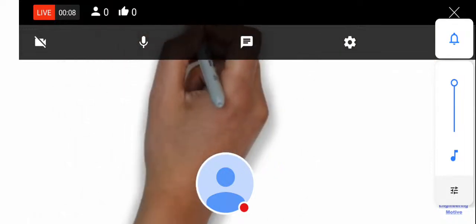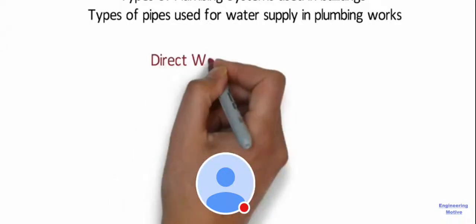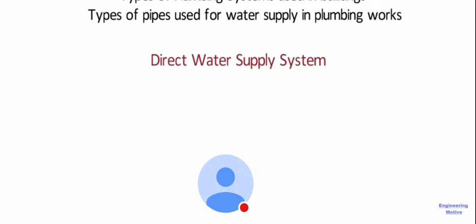Types of pipes used for water supply in plumbing works. So let's begin. There are two types of plumbing systems in buildings. One is the direct water supply system and the other is the indirect water supply system. First we will discuss the indirect water supply system.